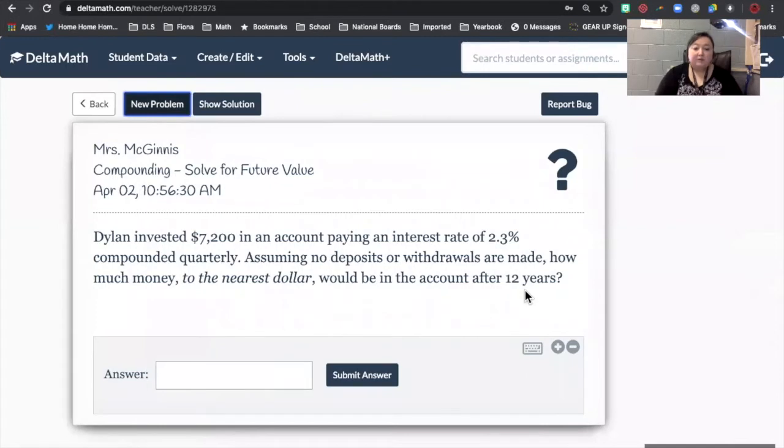this problem here says Dylan invested $7,200 in an account paying an interest rate of 2.3% compounded quarterly. Assuming no deposits or withdrawals were made, how much money to the nearest dollar would be in the account after 12 years? So in seeing that part talking about compounding quarterly, we know that there's a different formula that we have to use.